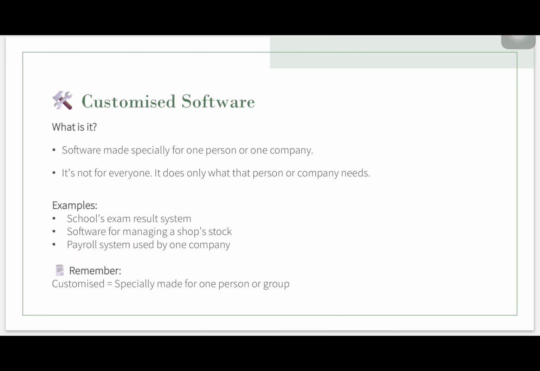Then the payroll system used by a company. What is meant by payroll system? For example, there is a company. Payroll means it manages, for example, an employee: when that employee comes to the office, when he logs out, how many leaves he takes, sick leave, personal leave, like that.